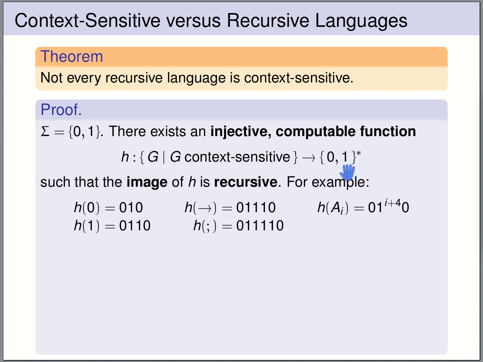So how should you imagine this? Simply think about that we can denote context-sensitive grammars in ASCII text. You can simply write them down in ASCII text. And ASCII text is nothing else than a sequence of bits. So we have a notation for our grammars.